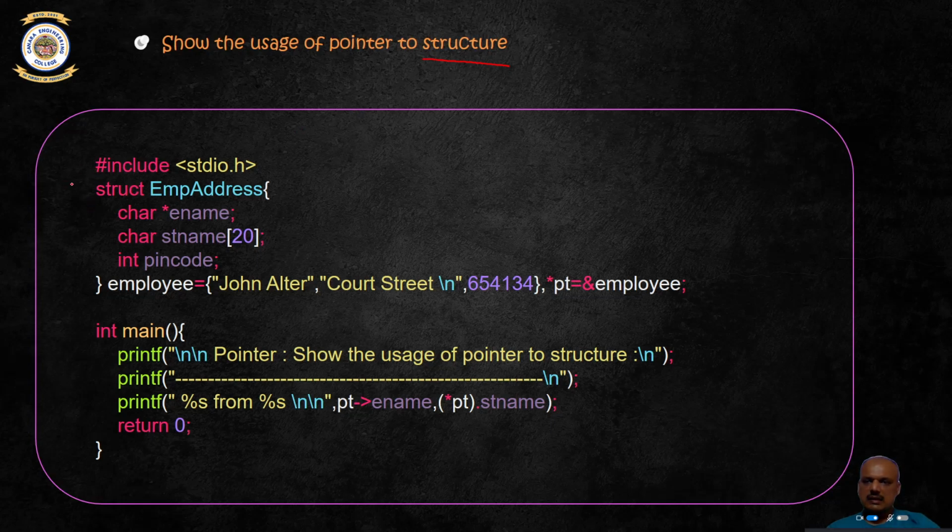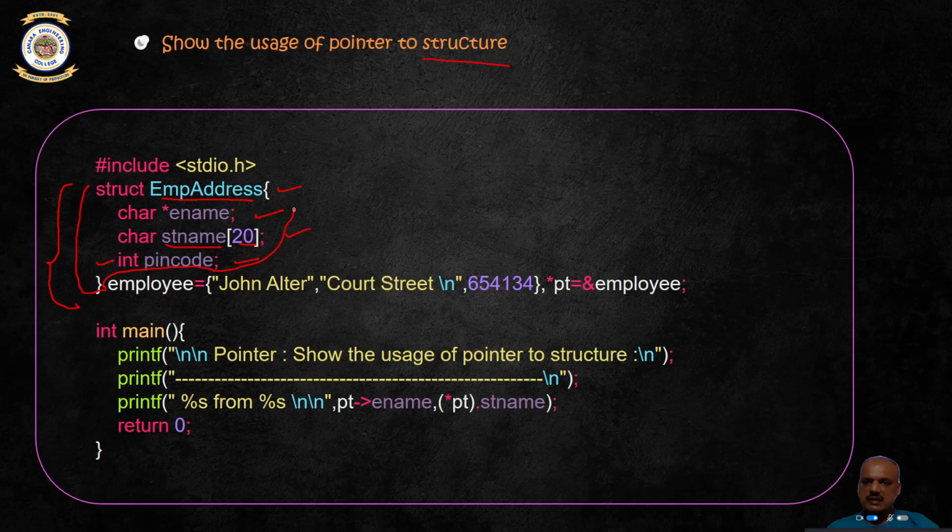In this code snippet, a structure is first defined. A structure called employee address is defined, and what does the structure hold? You remember, structures are used to stack different types of data together. So here I have a character pointer as one of the members of the structure. Then I have a character array whose length is 20 and the name of the array is stname, and then I have an integer variable which can store the pin code. So that's the definition of the structure.